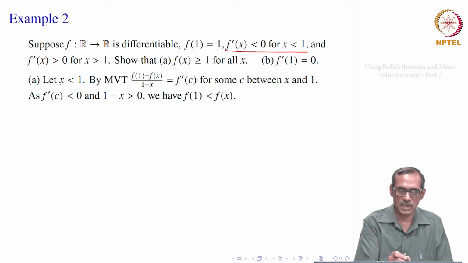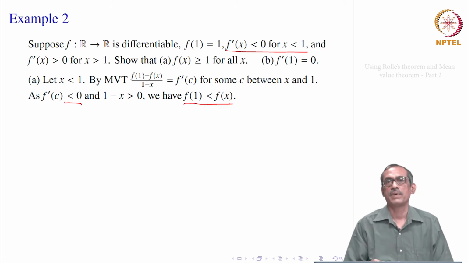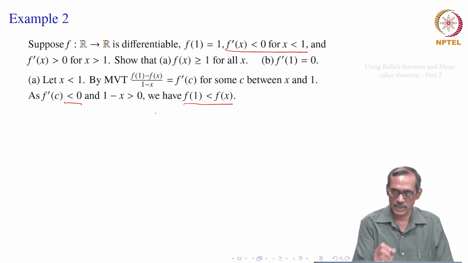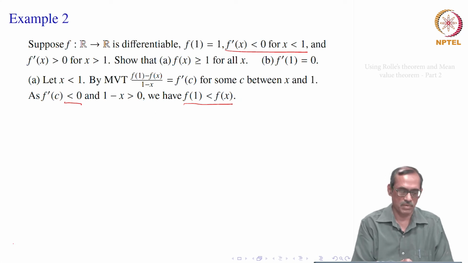Now, we have chosen x to be smaller than 1. So, 1 minus x is bigger than 0, it is positive. So, the ratio f 1 minus f x by 1 minus x is known to be negative. So, that means the numerator must be less than 0, because 1 minus x is positive and the ratio is negative. So, this gives f of 1 is less than f of x. So, this is for all those x which are less than 1, right. So, f of 1 is less than f of x.